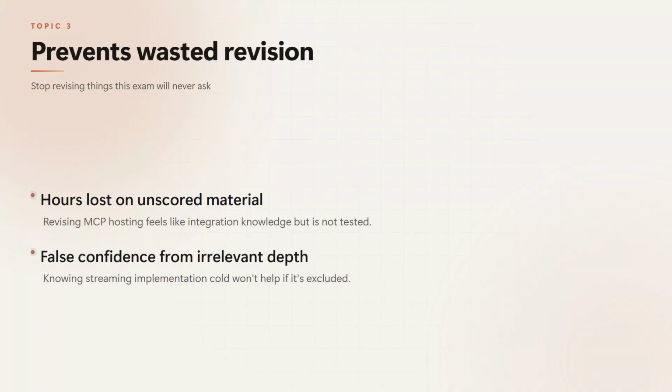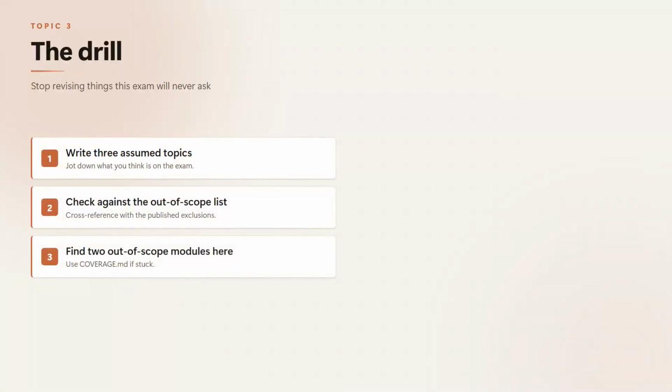MCP hosting and transports feel like core integration knowledge, so engineers drill them, but they are explicitly out of scope. That time could have been spent on scored domains. Worse, you gain false confidence. You walk in knowing streaming implementation code, but it never appears, while a gap in a tested area costs you points. Take the case of MCP hosting.